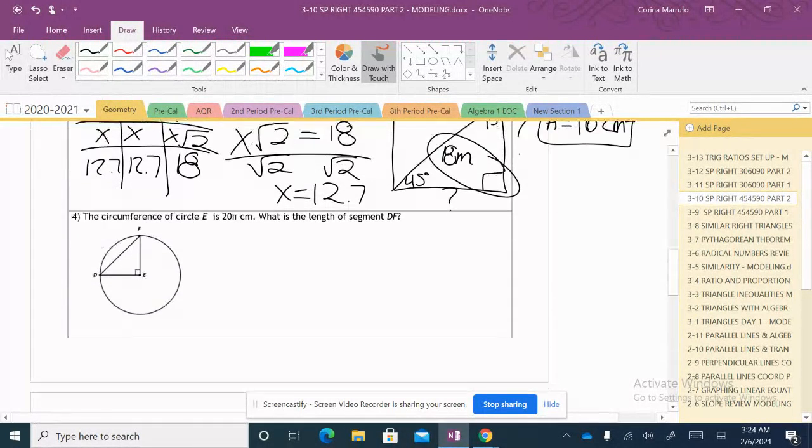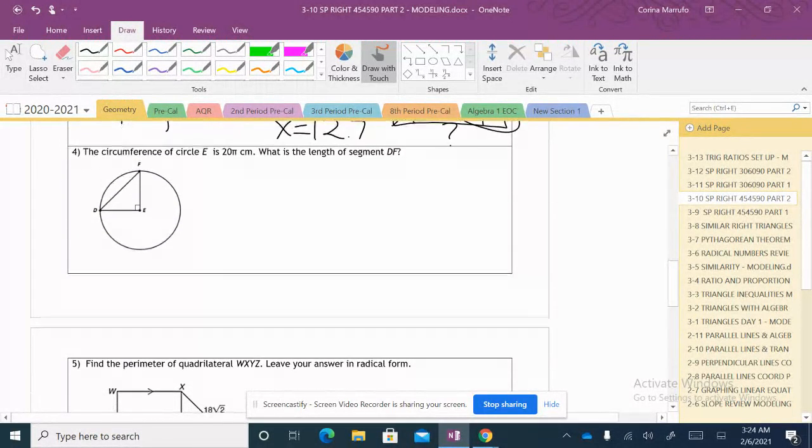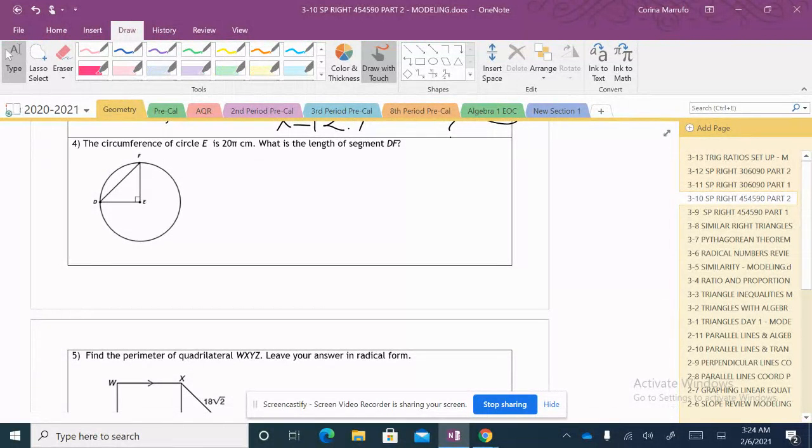Okay. This next one is not a real world problem. So let's go ahead and see. It says the circumference of circle E is 20 pi. If you don't remember, circumference is the distance around the circle, this part right here. So that's 20 pi. What is the length of segment DF? Here is DF. We're looking for this. And if we notice here, these two are the radius of the circle, which are across our 45, 45, 90 triangles.